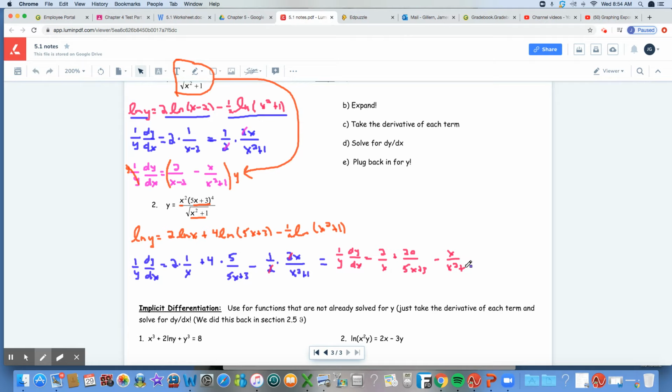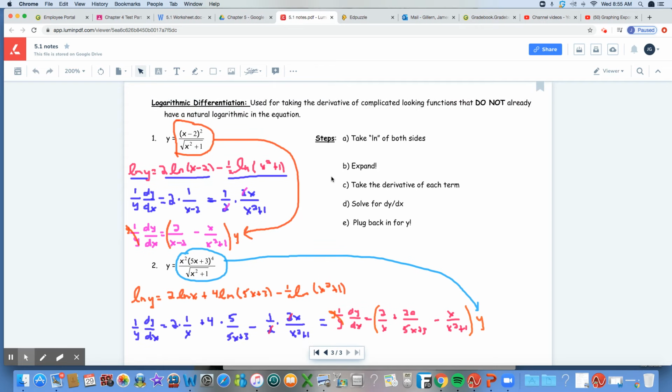We are going to multiply both sides by y. This cancels, so we're going to multiply all of that by y. We are going to take this and plug back in, because that's what y is. And that goes right there, and that's your answer. 2 over x plus 20 over 5x plus 3 minus x over x squared plus 1 times all of this. That's your derivative.